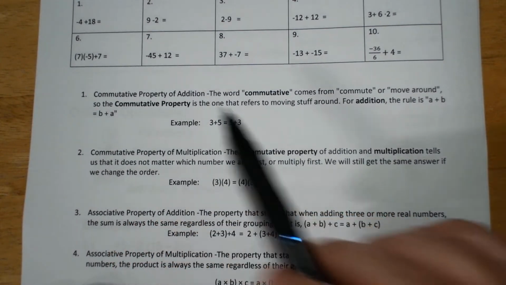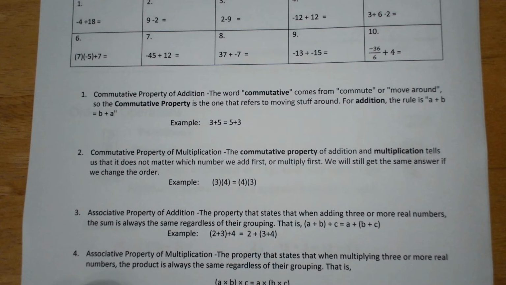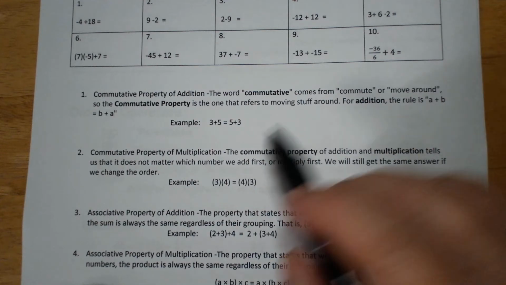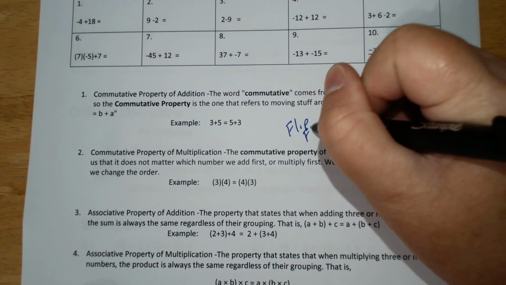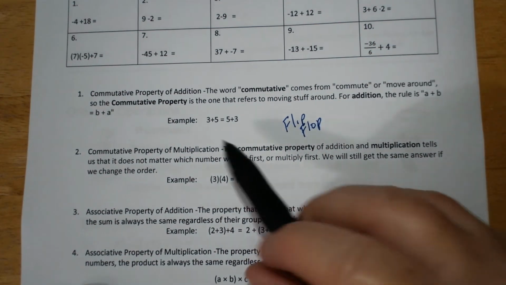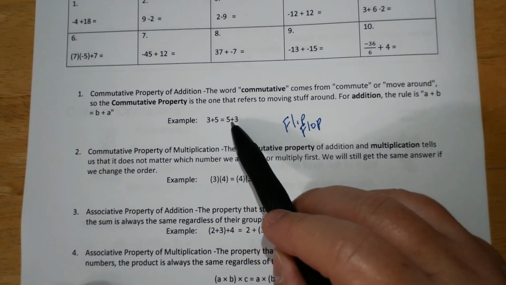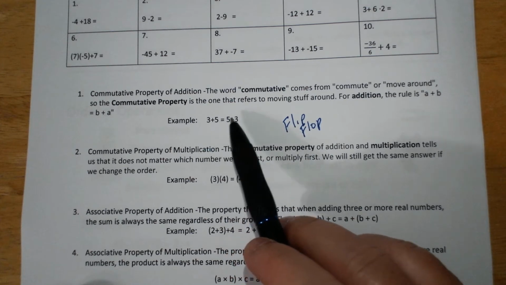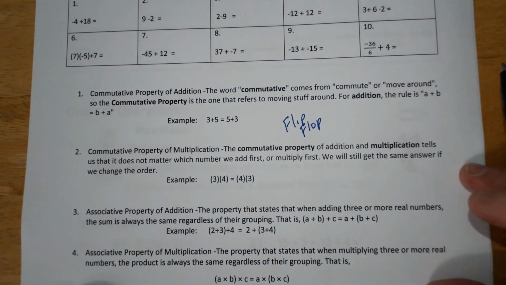Commutative property of addition. The word commutative comes from the commute or move around. So the commutative property is the one that refers to moving stuff around. For addition, the rule is A plus B equals B plus A. You can do this as flip-flop. If I have 3 plus 5, it's going to equal 8. It also says that 5 plus 3 is 8. So anytime that I flip-flop things around, this is the commutative property of addition.